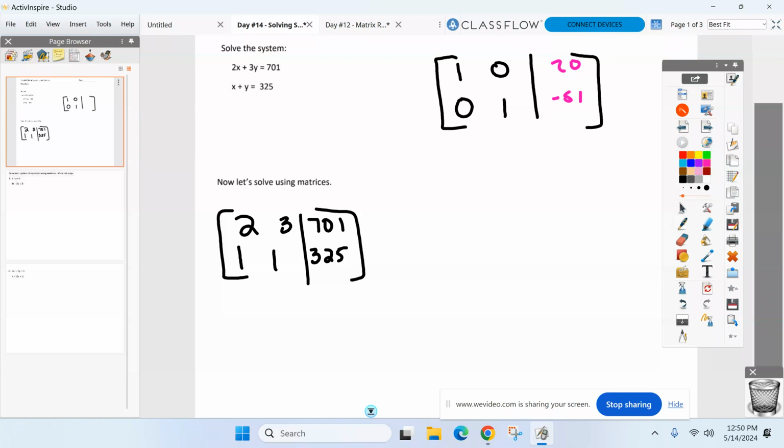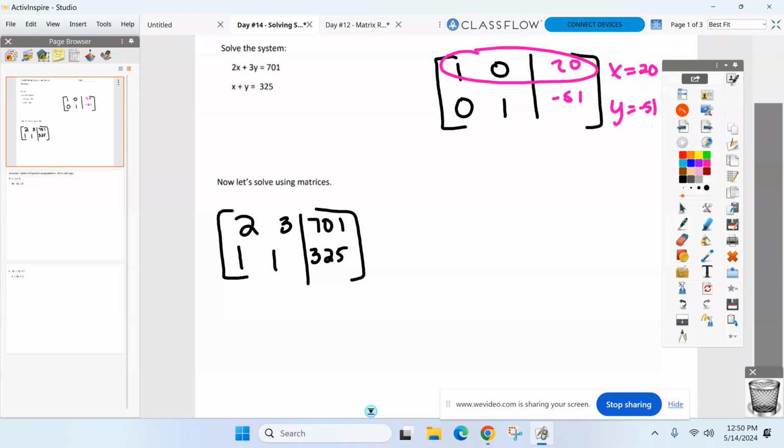If your matrix looked like this at the end, write that out for me now. That would be what? X equals 20, and what would this be? Now you understand why I need it to look like that. That'll tell me what my X and my Y are at the end. Everything, correct. Okay, are we ready?